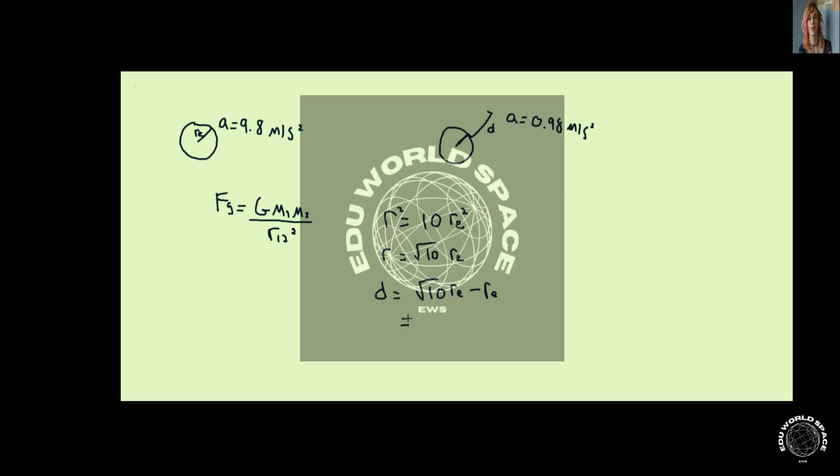So we can simplify that a little bit if we want. That looks like it will be the square root of 10 minus 1, times the radius of the Earth. And when we evaluate that, we should get 1.38 times 10 to the 7th meters. And there we go.